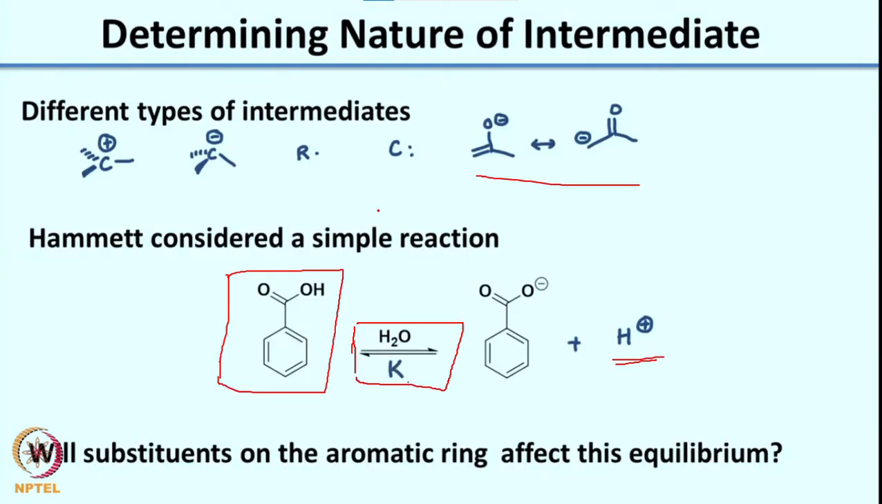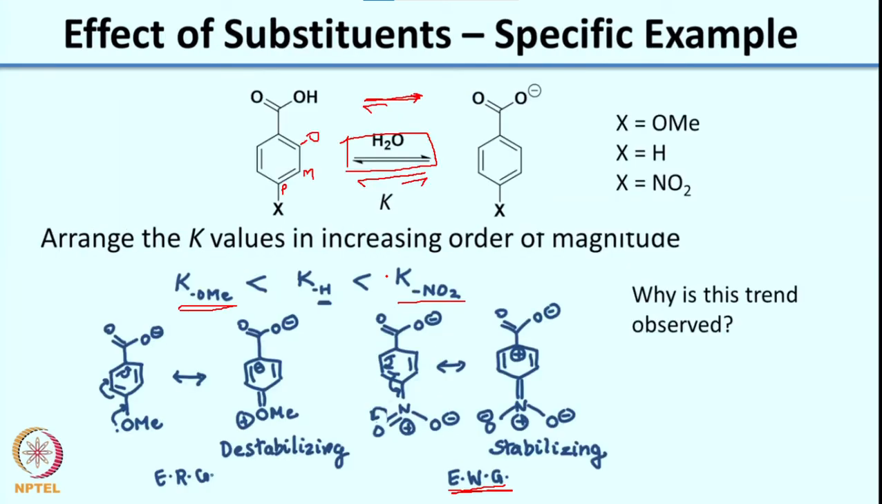Then we have done the different types of intermediates: carbocation, carbanion, radical, carbene. The Hammett equation considered benzoic acid as a simple reaction. But a substituent present on benzoic acid will affect the equilibrium, which is given by Hammett. So here the K value is given. When an electron releasing group is there, the K value will become less. That means it will destabilize the structure. But when an electron withdrawing group is there, it will stabilize the structure and the K value will become greater. That means the equilibrium will shift towards the right side in case of the electron withdrawing group, and towards the left side in case of the electron releasing group.